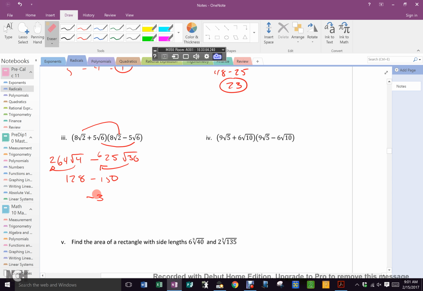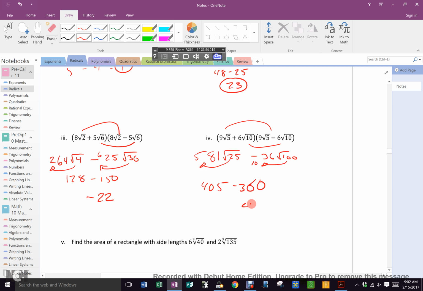Negative 22, not 32, dummy head. Middle term drops out. First one, 81 root 25. Second one, minus 36 root 100. Out comes a 5, 405. Out comes a 10, minus 360. And what do I get? 45. Cool?